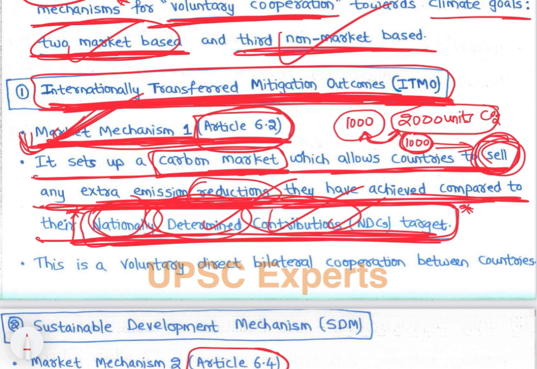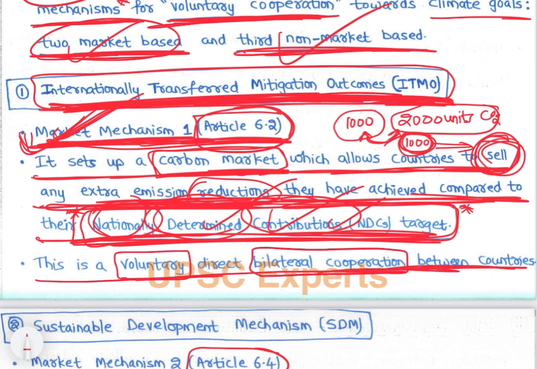ठीक है, जैसे USA achieve नहीं किया तो US can buy from India, right? So this is a voluntary direct bilateral cooperation between countries. So between any countries, जैसे जापान चाहिए तो जापान खरीद सकता है India. So this is a voluntary bilateral cooperation between countries, right? दो countries के बीच का है, right? कोई country बेचेगी, कोई country खरीदेगी, etc., right? So this is internationally transferred mitigation outcomes, right?